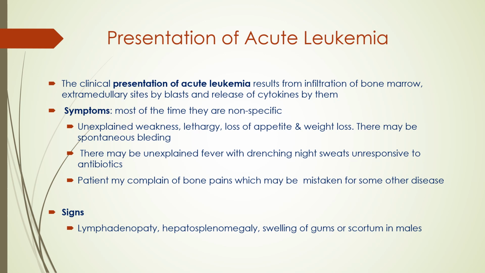There may be spontaneous bleeding. There may be unexplained fever with drenching night sweats which is not responsive to antibiotics. The patient may complain of bone pains, especially of the lower legs, which may be mistaken for some other disease. Now, when the physician examines the patient, he may find certain features: lymphadenopathy, that is the enlargement of lymph nodes in the body; hepatosplenomegaly, enlargement of liver and spleen. And in AML cases, the patient may have swelling of the gums, while in ALL, male patients may have swelling in the scrotum.